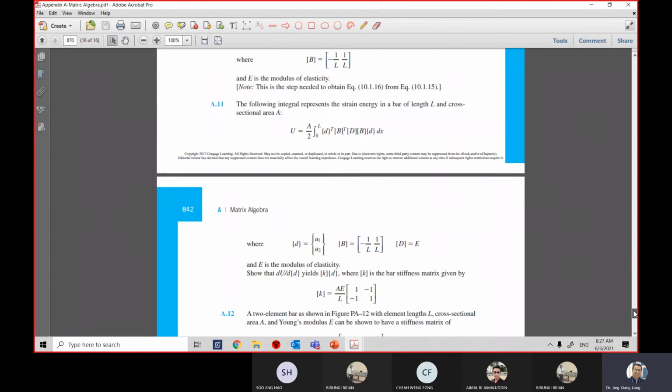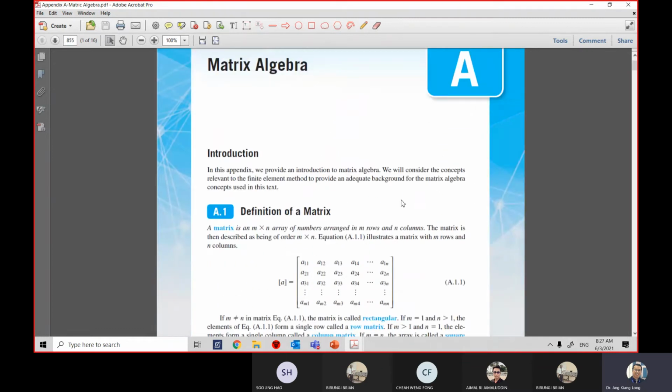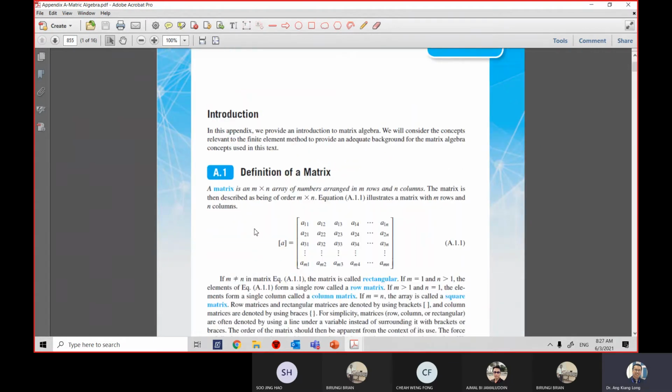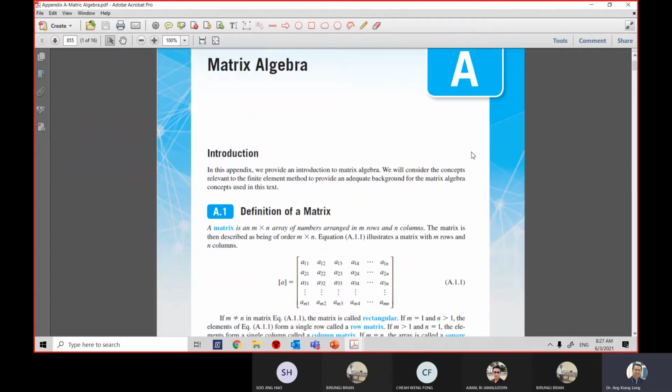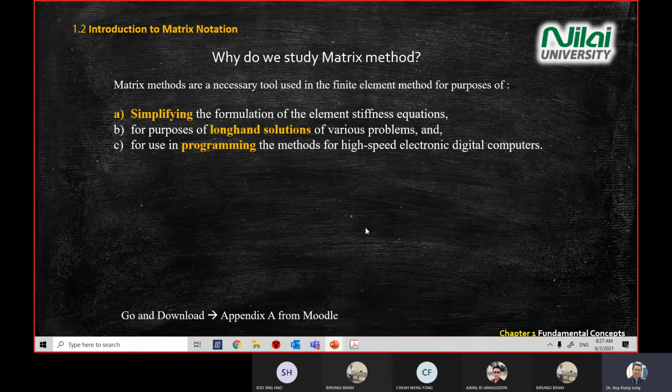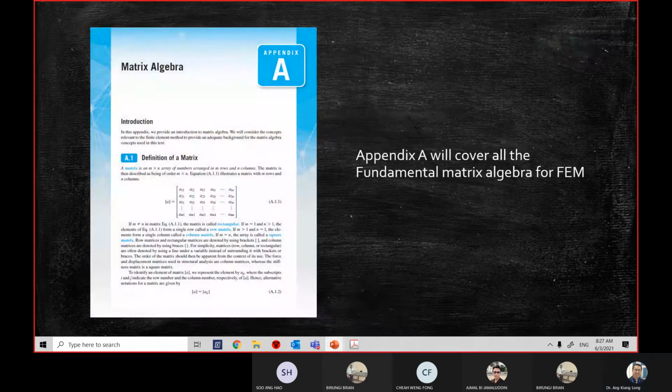Okay. So again, today your first homework: download the document Appendix A and read through it. I assume you already know what a matrix is and so on. So for the next lecture, make sure you're ready on what a matrix is. Okay, back to our lecture. So again, download Appendix A.